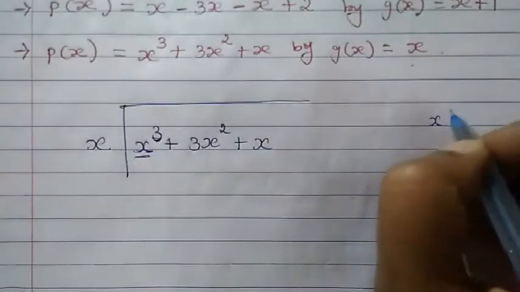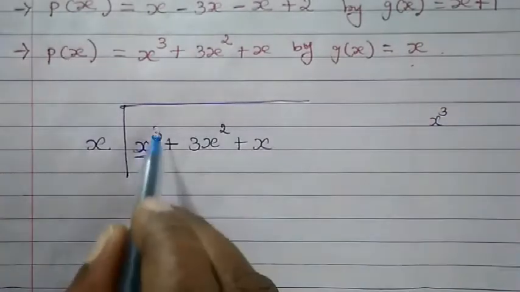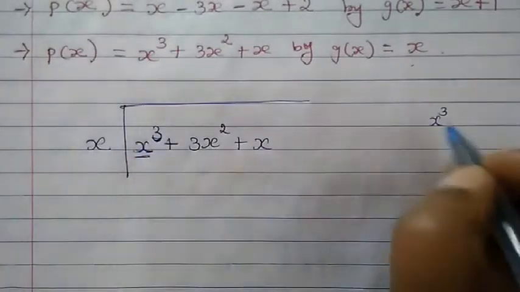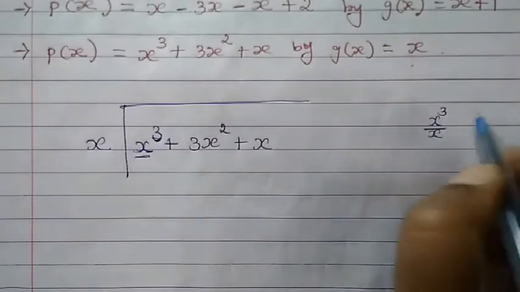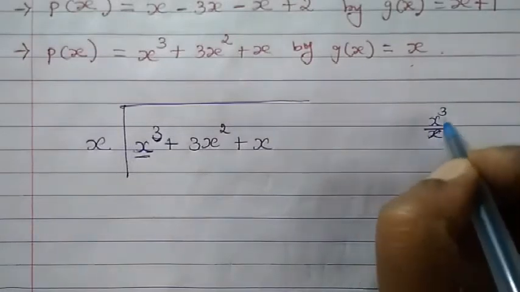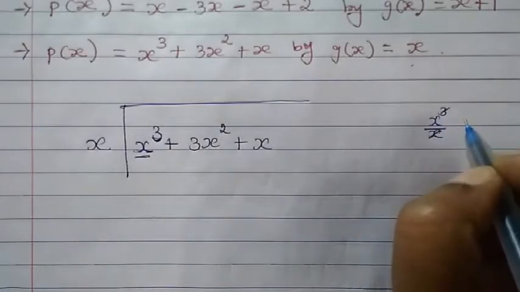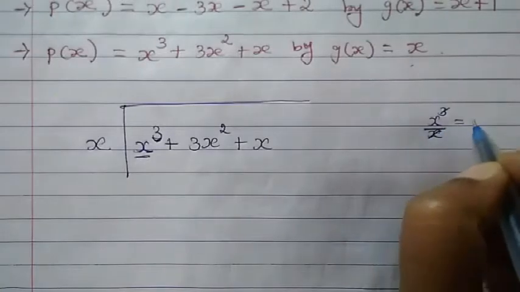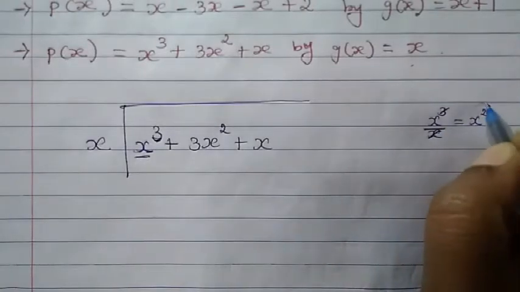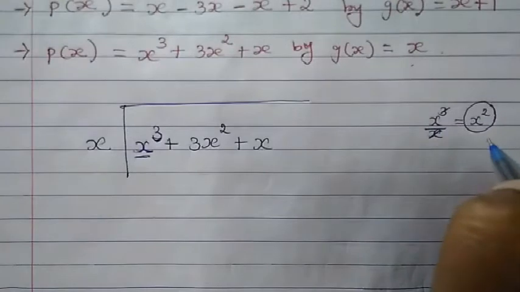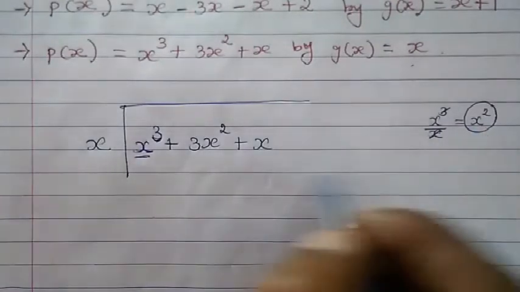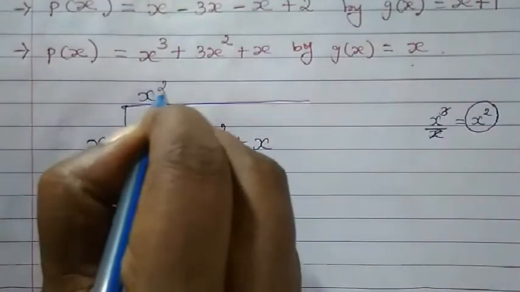x cube this is, so I write it down. Then this first term divide with this. So what we will get, x gets cancelled, from here 1x will get cancelled. So what we will be getting, we will be getting x square. So this will become the quotient. So you will write down this here as quotient, x square.